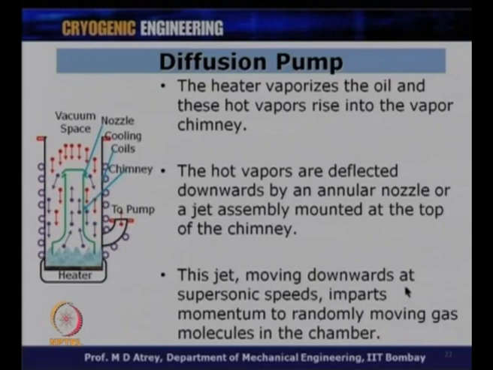These vapors moving downward at supersonic speed impart momentum. This jet of the oil vapor which is coming out will impart momentum to randomly moving gas molecules in the chamber. So, you have a gas molecule which is moving here, and this jet of the vapor will impart momentum to these molecules, and they will give direction to these randomly moving gas molecules.